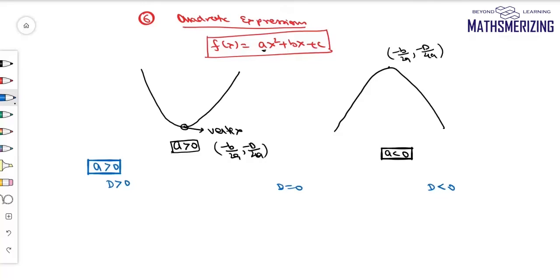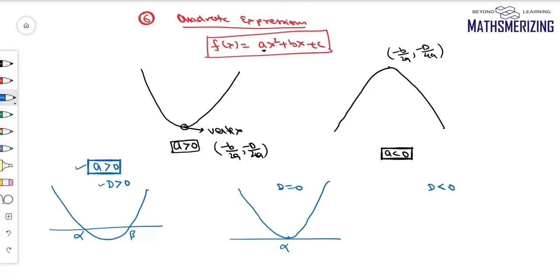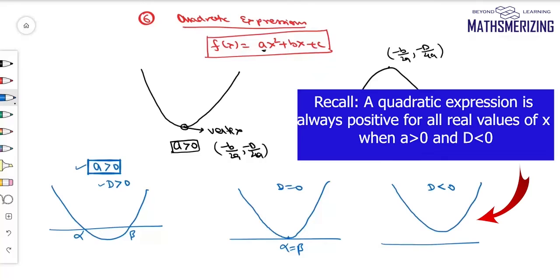So, if a is greater than 0, it will be parabola opening upwards, and D greater than 0 means it will have 2 real roots. So that means this graph will intersect x-axis at 2 distinct points, and these 2 distinct points will be roots of this equation. Now when D equals 0, this graph will just touch the x-axis, and both the roots will be equal, and this is the point of contact. And when D is less than 0, then graph will open upwards, but it won't have any real roots. So in this case, this graph will always lie above x-axis.